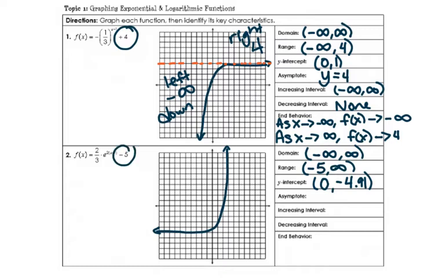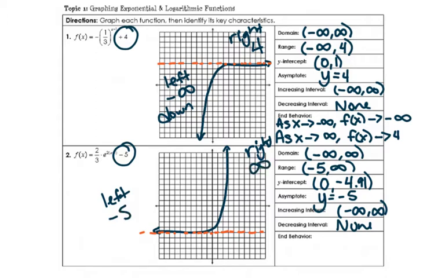Because you have that minus 5 at the very end, my asymptote is at y equals negative 5. That's the invisible line that the graph gets close to, but never actually touches. With this one, reading from left to right, it increases the entire time, which means it does not decrease. For end behavior, the left side is getting closer and closer to negative 5, and the right side is going up forever.